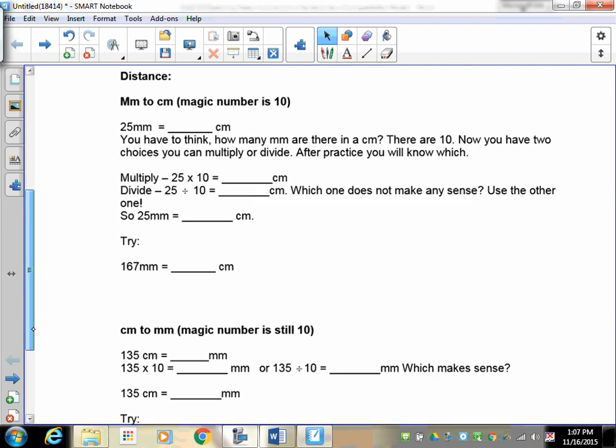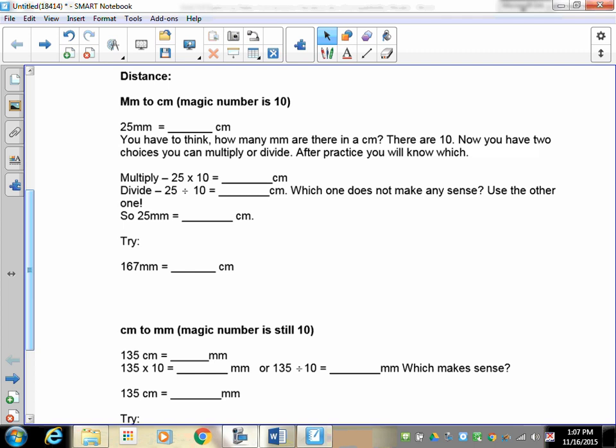Let's start with millimeters to centimeters. In order to convert millimeters to centimeters, you have to know that there are 10 millimeters in a centimeter. Now, once you know what the magic number is, 10, you have two choices. You can multiply by 10, or you can divide by 10. And after a little bit of practice, you'll get to know which. But let's do both, and then you can eliminate the one that doesn't make any sense.